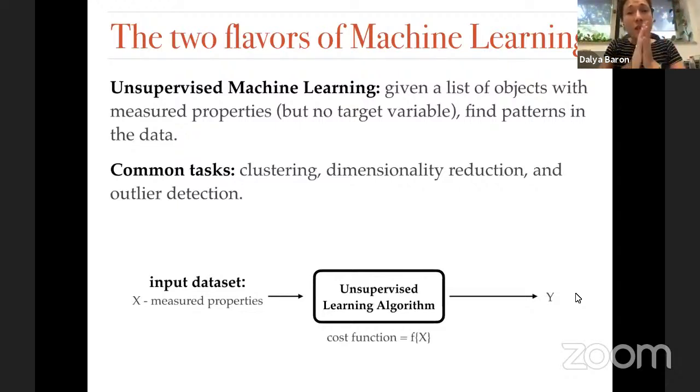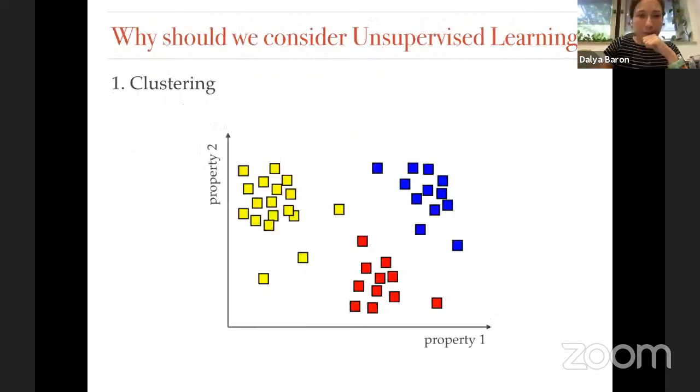In dimensionality reduction, we can take a very complicated dataset with a lot of measured features, and what the algorithm will do, it will output the same dataset, but now it will be represented using a low dimensional space, like 2D or 3D, so we can visualize the dataset. And we can also do outlier detection. So input dataset, and then in the output, the algorithm will mark anomalous objects, outliers.